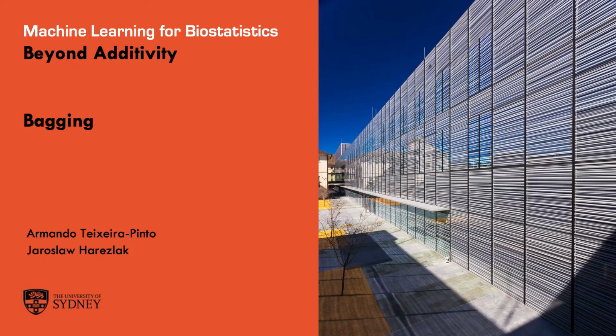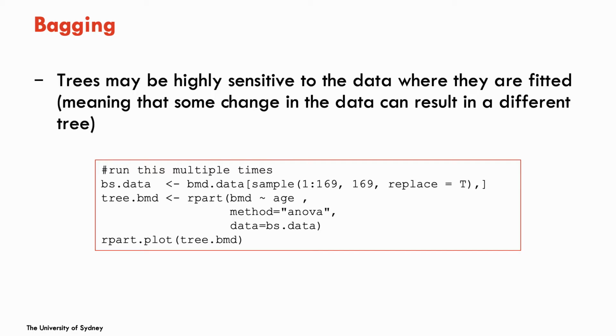So in this video we'll talk about bagging. In the previous section I ended by telling you that trees, despite being quite flexible, end up having high variance in terms of prediction, meaning that if you change the data slightly, you can get very different trees and eventually some difference in the prediction.